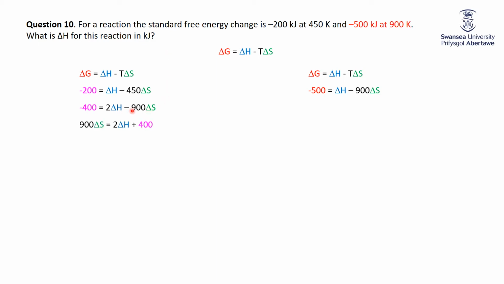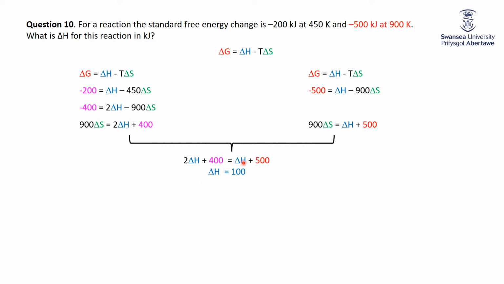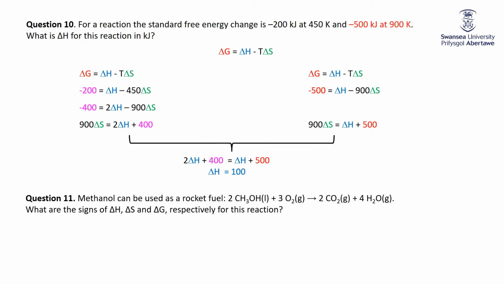So here we got 900 delta S, taking that over here is 2 delta H plus the 400. And then over here, rearrange it, 900 delta S is delta H minus, or plus that 500, because we brought the minus 500 over here. Putting those together, we get that because 900 delta S there, 900 delta S there. So 2 delta H plus 400 is delta H plus 500. Bring the delta H's together, subtract 1 from each side, so we'll have delta H. Bring the 400 over there, where it becomes minus 400. 500 minus 400 is 100. So delta H equals 100 kilojoules, of course.